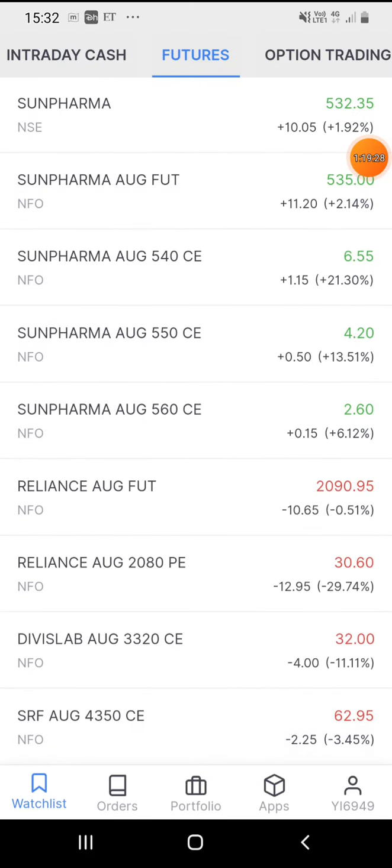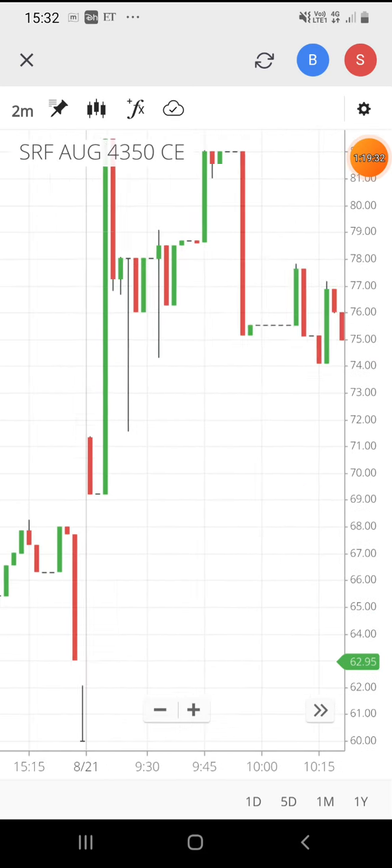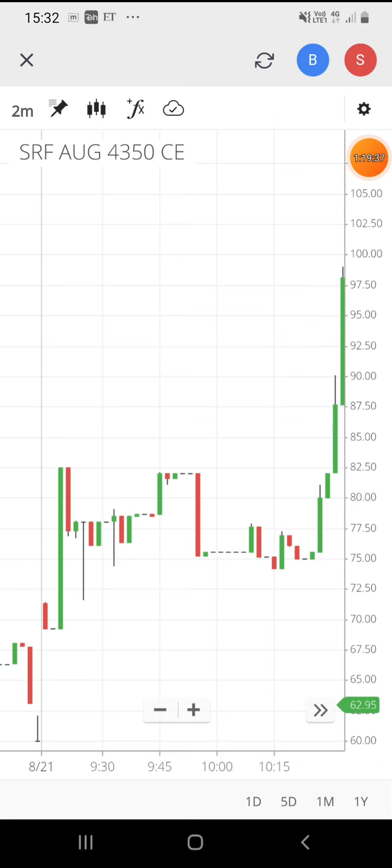Okay, at 946 we gave the call. At 946 the value was 78. You can see that at 945 the value was 78. At 946 the value was almost around 80.